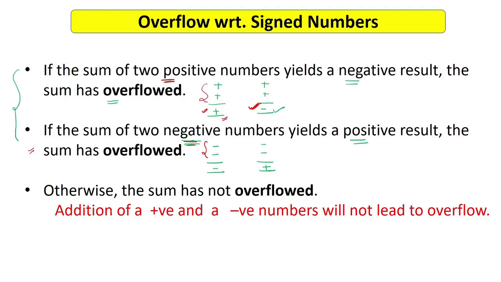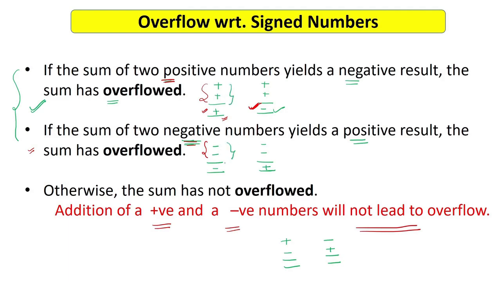Now, leaving these two cases, what are the other two cases? The other two cases are whenever we are adding numbers of different signs, that is, adding a positive and a negative number. Then we will not get overflow. This is the guarantee. That means if one number is positive and the other is negative, or the first number is negative and the other is positive, then we will not get the overflow. Overflow can only occur in these two cases: positive-positive addition or negative-negative addition.